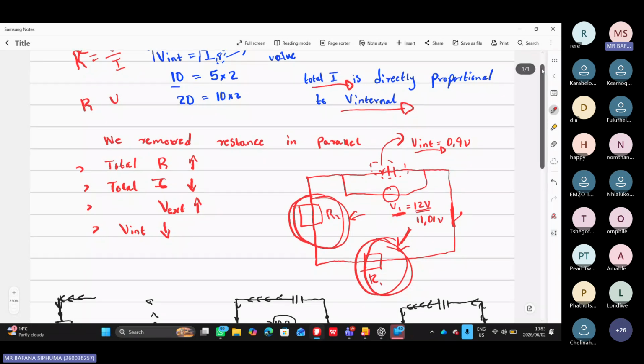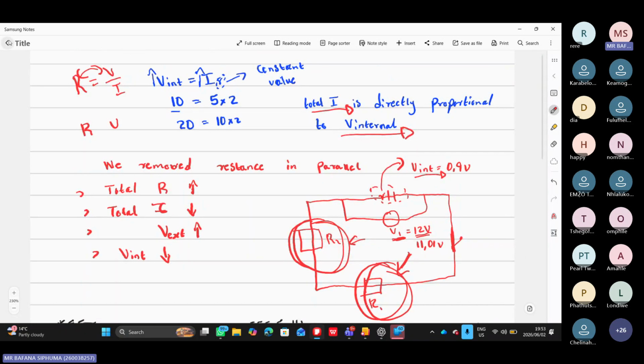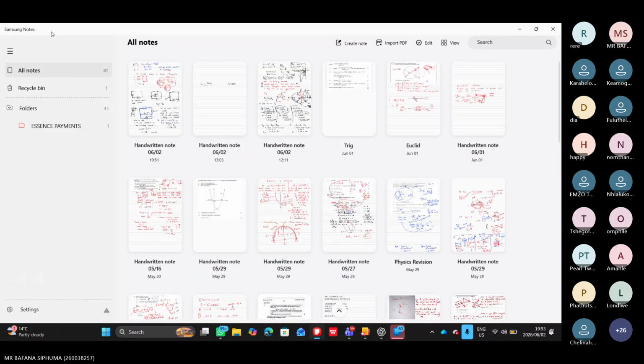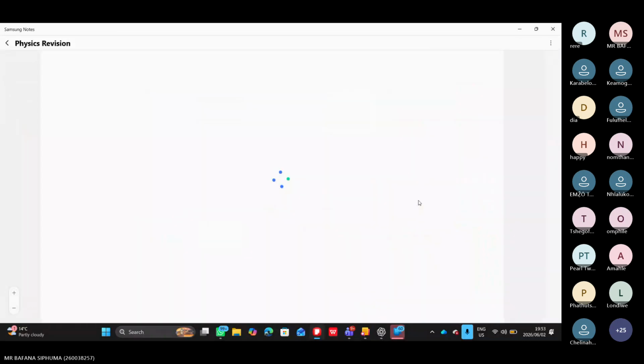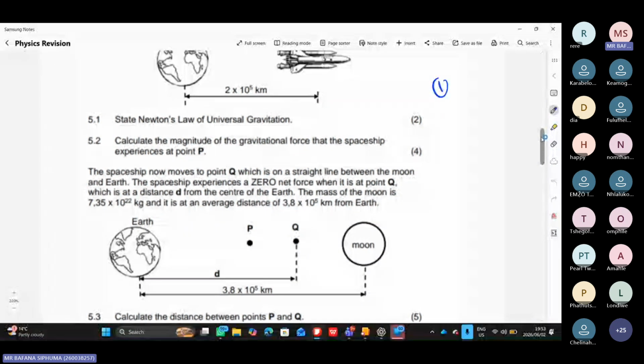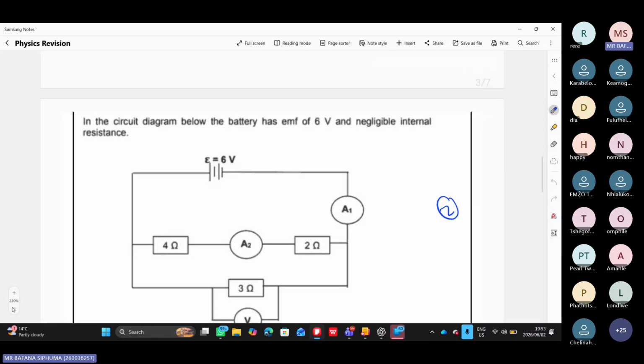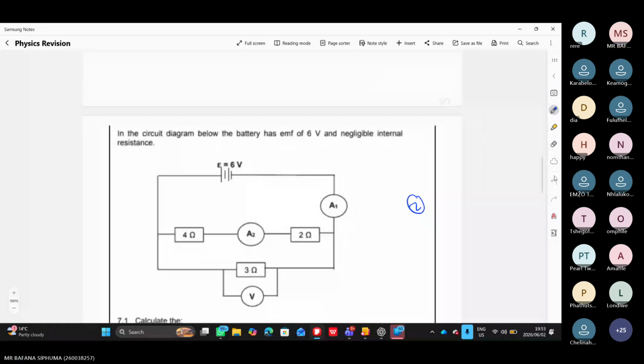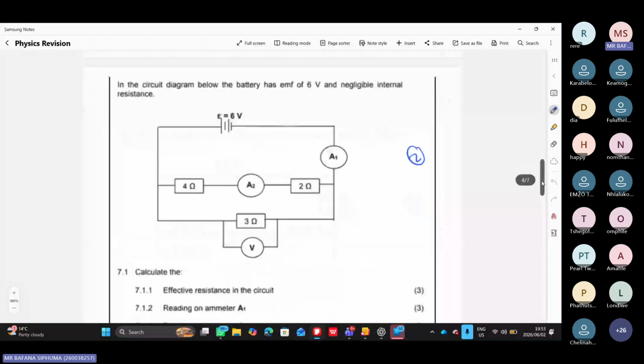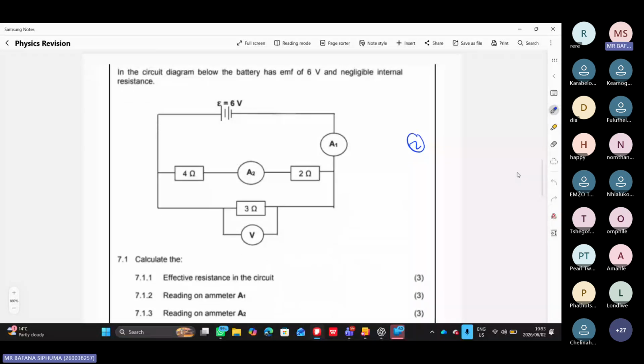So the rest of the things, some of the things we'll talk about when we're busy doing the questions. Let me try to zoom out. Here's our question. Can someone read the question? Dino, read us the question.